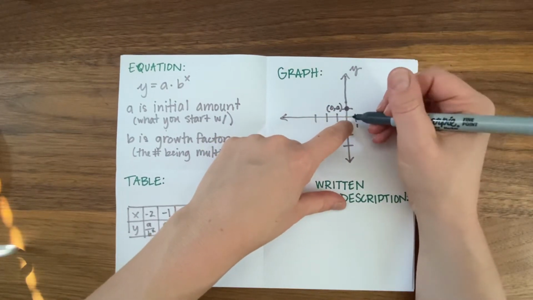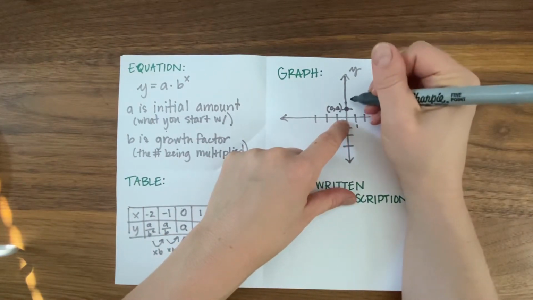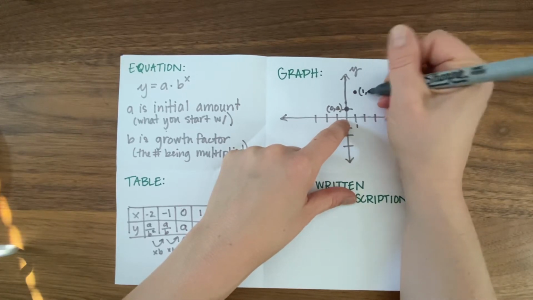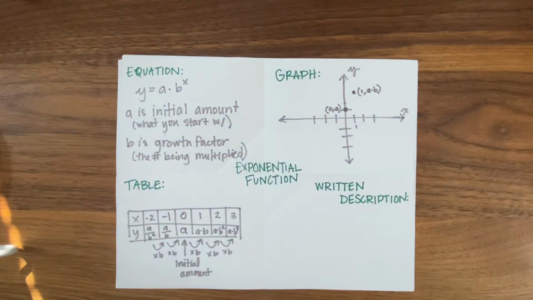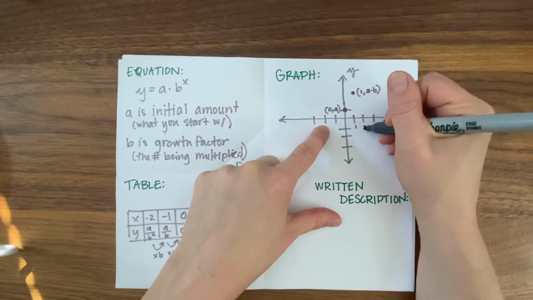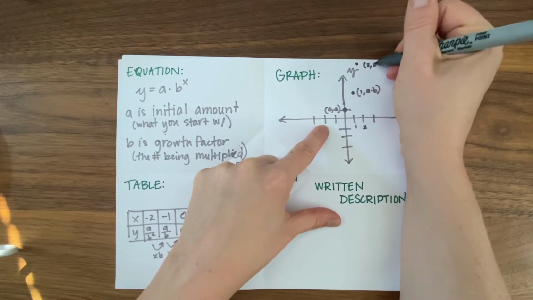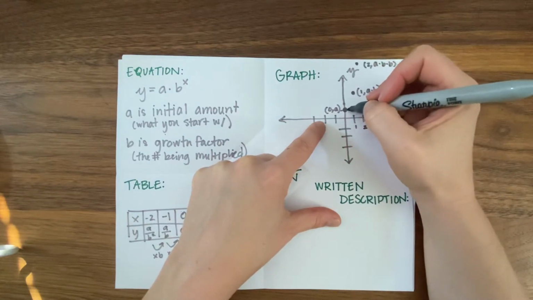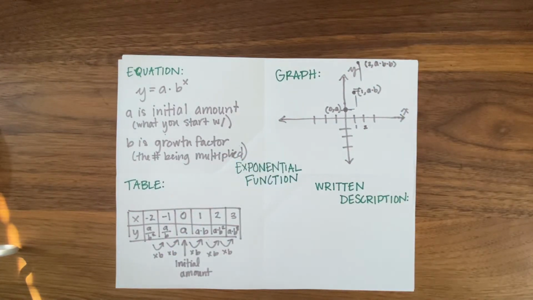And then our next point is going to be over 1. So we're doing that growth factor one time. So over here, the amount is going to be 1a times b. Now, part of the pattern about exponential functions is that they grow really quickly. So our next one, over here at 2, will be way up here, a times b squared. So there's a little bit of growth here, but then a lot of growth here, and the next one's going to be even higher and even higher.